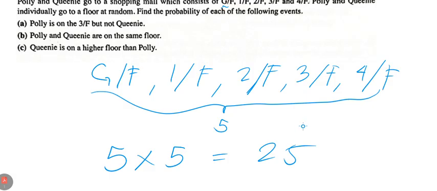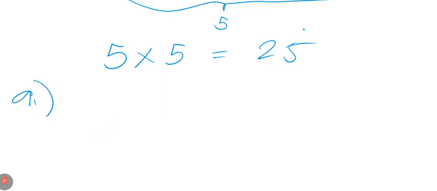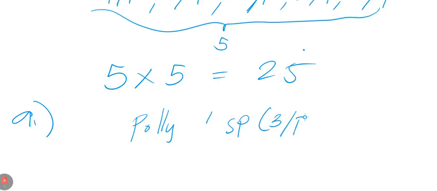Polly is on the third floor. To find it, let's write it down. For A, Polly must be on exactly one specific floor. So Polly is on one specific floor, which is 3/F. That's the first option.